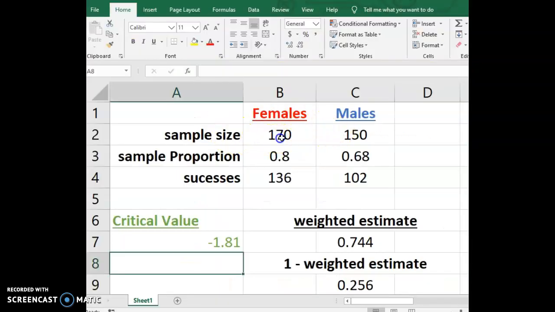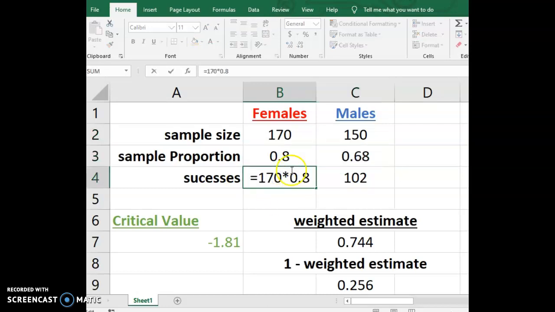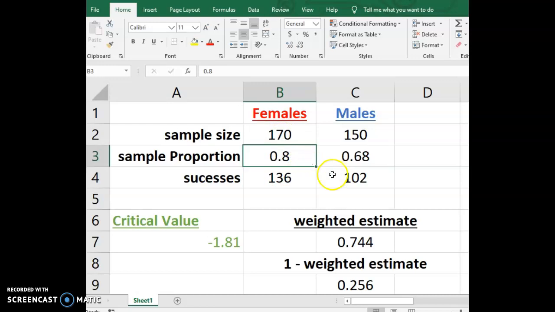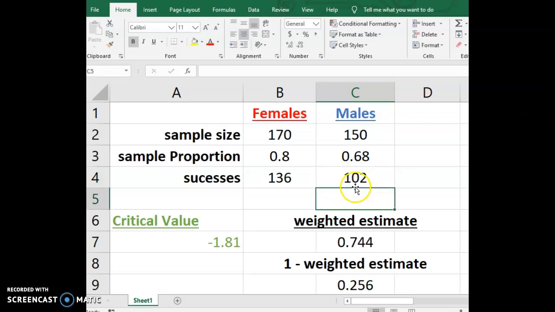Doing the calculations now, we have our two sample sizes, and we were told the sample proportions. We need to find the actual successes from each sample. So what is 80% of 170? That would be 136 out of the 170 females are enrolled in college. That's where we get the 80% from. What's 68% of 150? That would mean that 102 of the 150 males are enrolled in college. That's where we get 68% from.